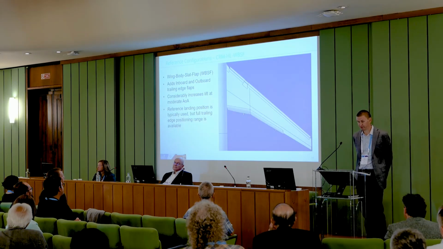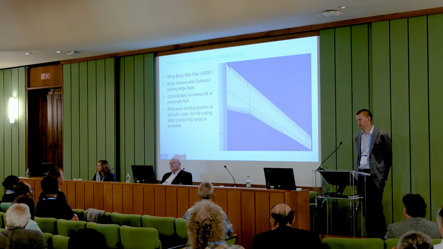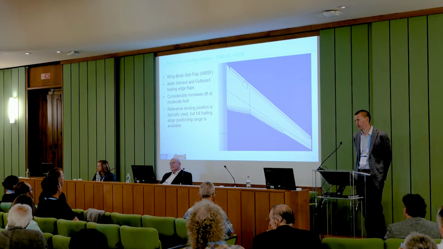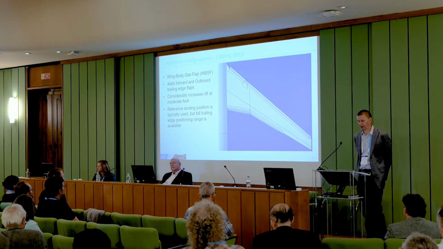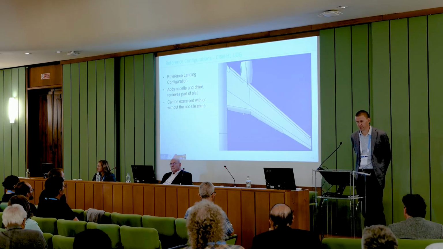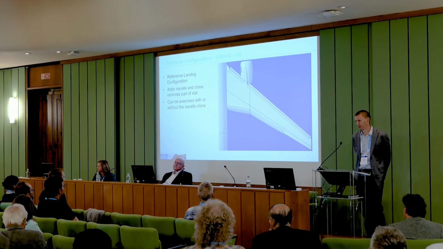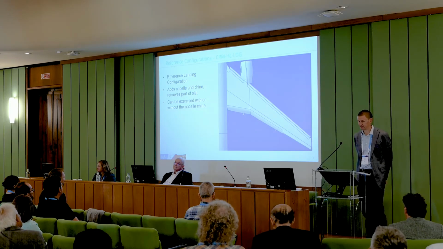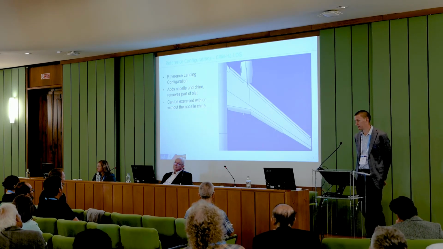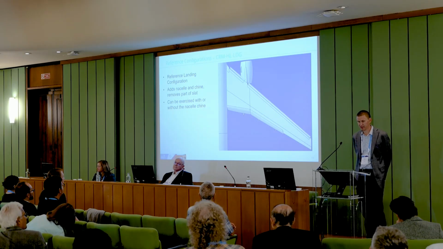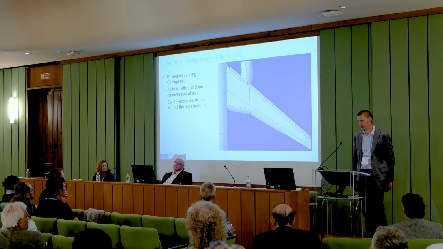From here, we add the flap: the wing body slat flap, WBSF configuration. This is going to increase your lift appreciably at a moderate angle of attack. Again, this is why we have flaps on airplanes. The reference landing position is what's typically used for the flap position, but again, there's a full trailing edge position range available. Then jumping to adding the nacelle takes us back to our full landing configuration, as we're calling the CRM-HL LDG for landing. That's, again, adding the nacelle and the chine, and it removes the part of the slat that spans where the nacelle is. This configuration can be exercised with or without the nacelle chine.